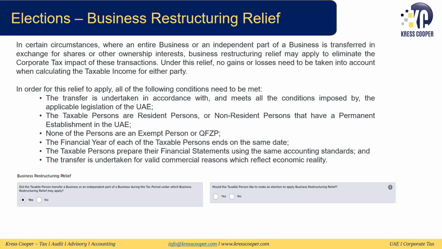So again, under this election, they're asking, did the taxable person transfer a business or an independent part of the business during the tax period under which business restructuring relief may apply? So you have to click yes or no. If yes, if you have transferred the business or an independent part of the business to another company, then they will ask you, would the taxable person like to make this election? So here we need to make this election.